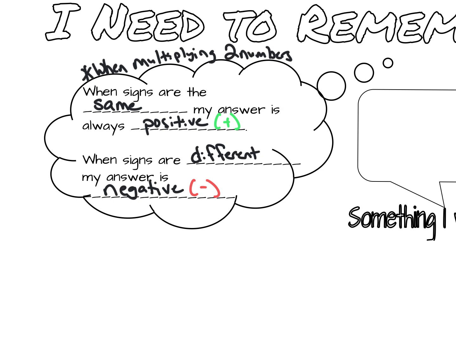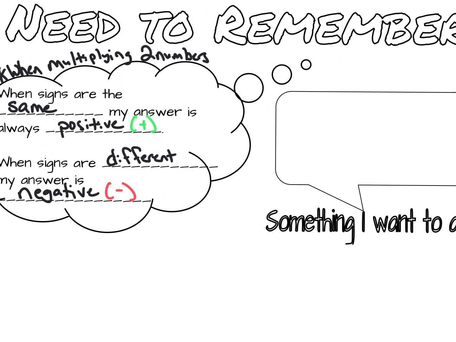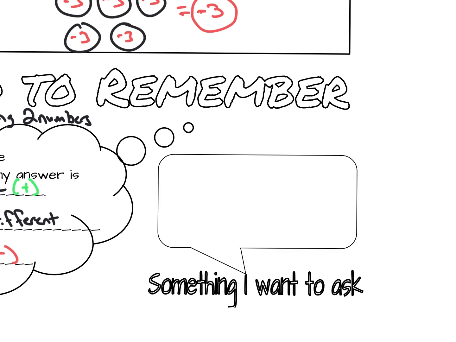All right, so this was when we were multiplying two numbers. Now I want to give you an extra problem for you to think about. What if I was multiplying 3 numbers? What if I was multiplying negative 3 times negative 2 times negative 4? I want you to pause the video and think about, do you think that answer is going to be a positive or a negative?